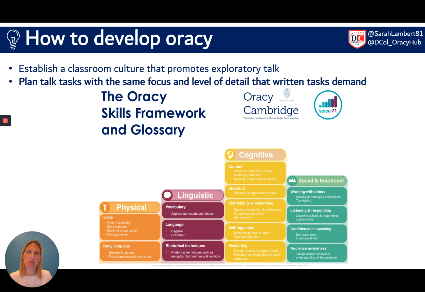Oracy Cambridge and Voice 21 have developed Neil Mercer's original oracy skills framework into this very colourful and simple overview that has the 4 key strands of physical, linguistic, cognitive and social and emotional elements. Within each one, you've got some ideas, and if you go to the Oracy Cambridge website, you can download this framework and glossary, which then goes through each aspect in a lot more detail. So I highly recommend you do that.